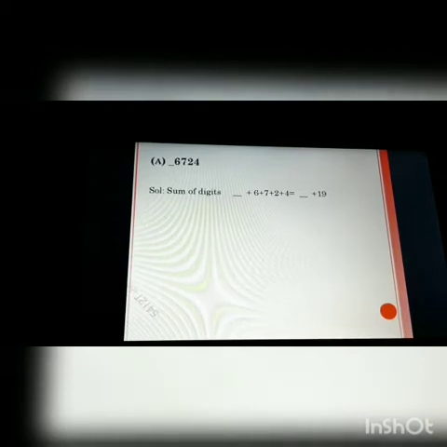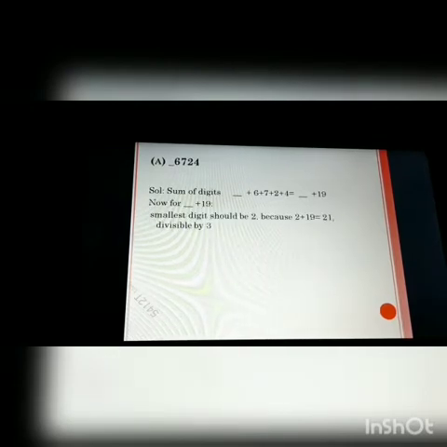Not divisible. Then 1, 1 plus 19, 20. No. Then we'll put 2, because when we put 2, 2 plus 19 is 21. 21 is divisible by 3. So the smallest number should be 2.